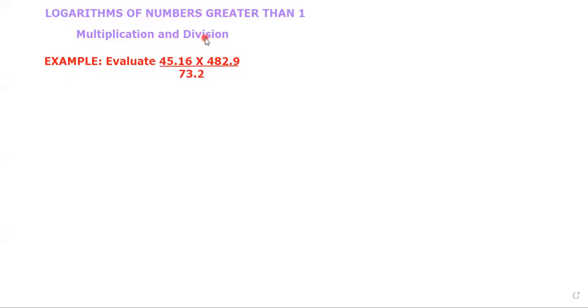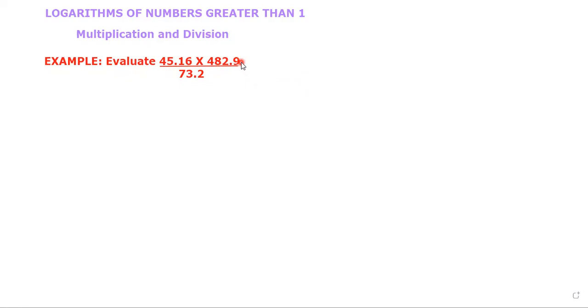We are going to evaluate 45.16 times 482.9 divided by 72.3 without using a calculator. We are going to be using the logarithm table. So how do we go about it?